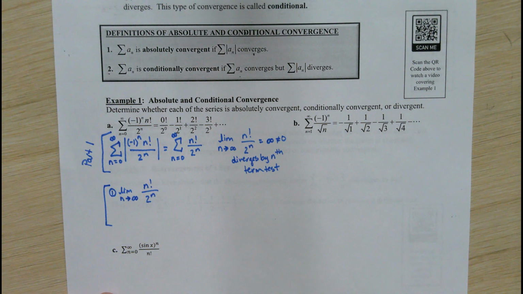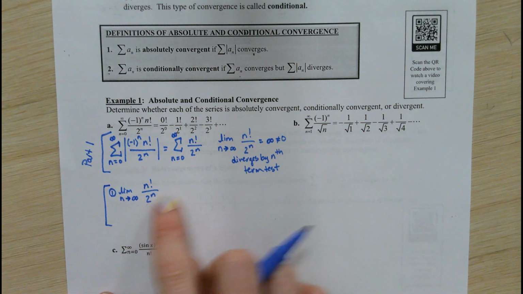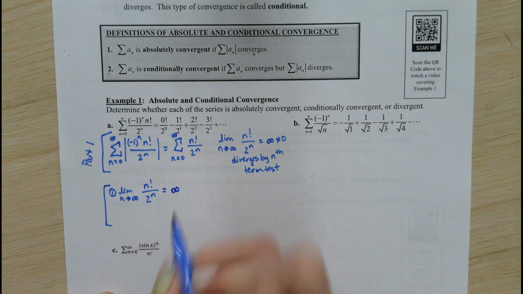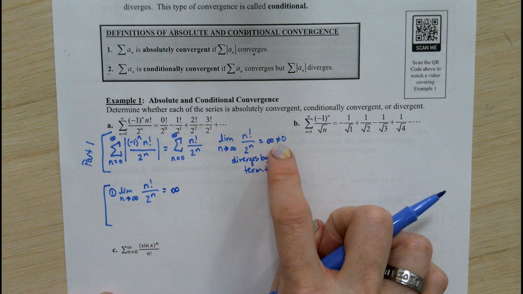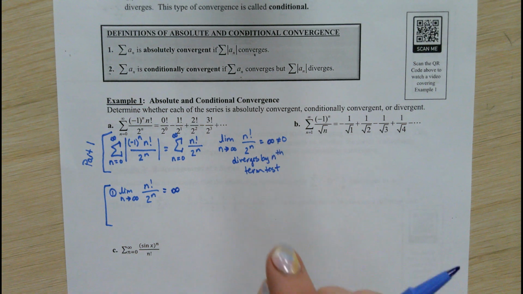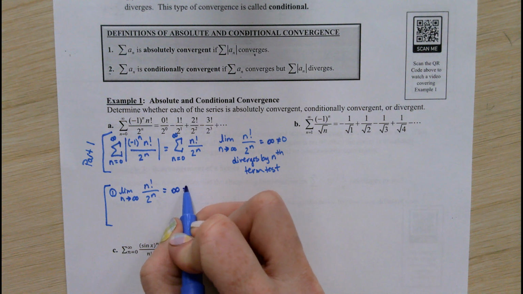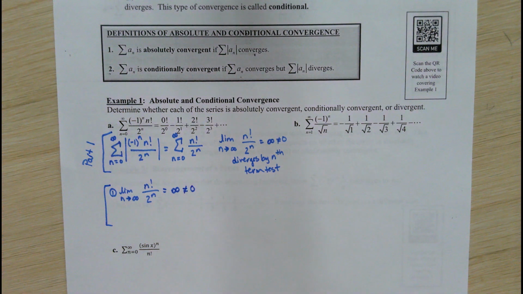Well, you might be thinking, wait a minute, we already did that. You're right, we did already do that. We figured out that that was equal to infinity, which is not only bad news for absolute convergence, but it is also bad news for our alternating series test. That is supposed to be equal to 0 for our alternating series test to end up with a convergent series.